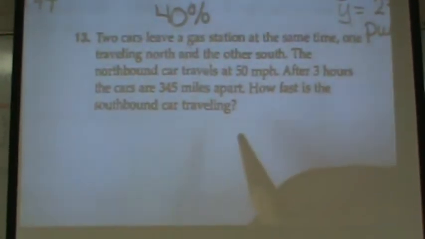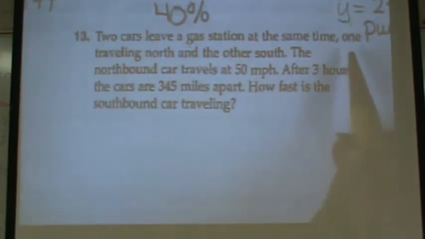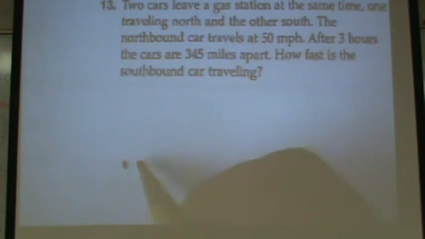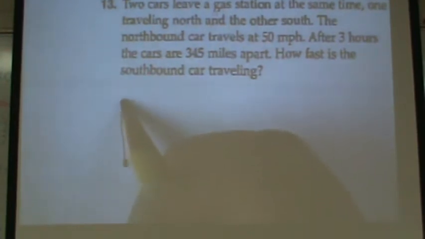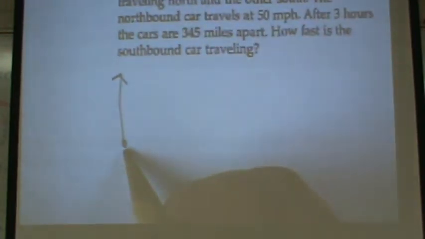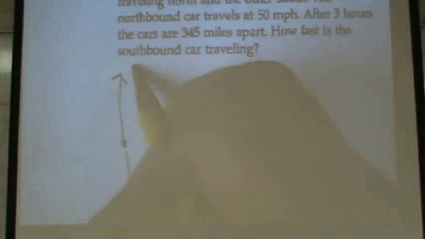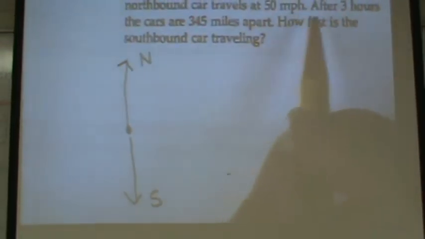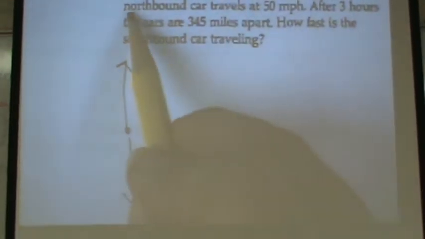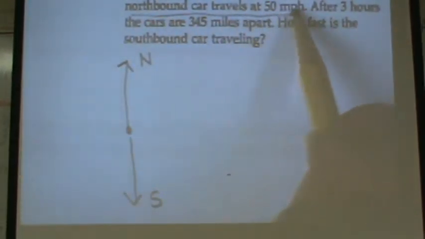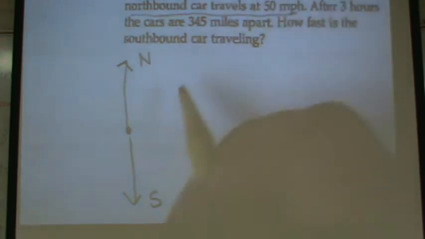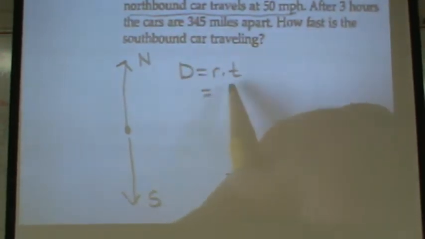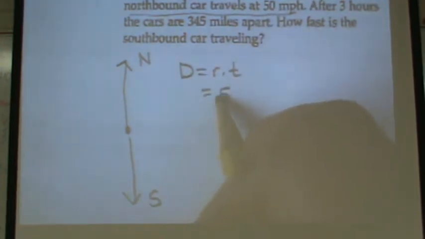Two cars leave a gas station at the same time. So here's your gas station. And one is going north and one is going south. So we have north and south. And remember, distance is equal to rate times time. The northbound car is going 50 miles an hour and they're going for 3 hours. So distance is equal to rate times time. So 50 miles an hour for 3 hours.